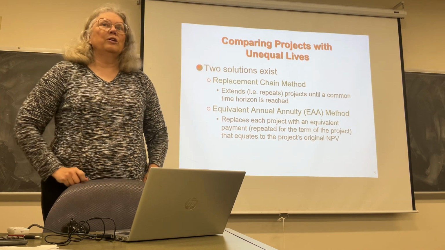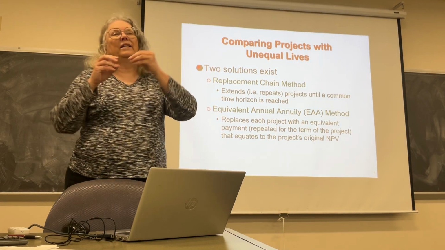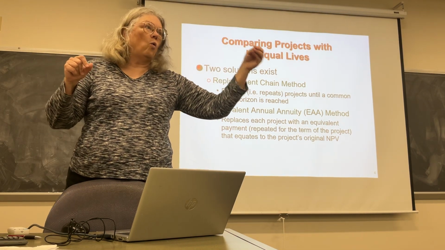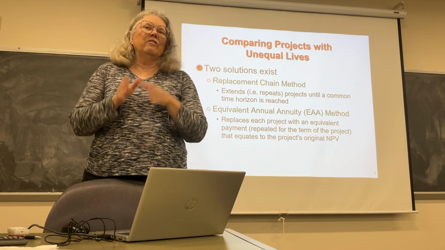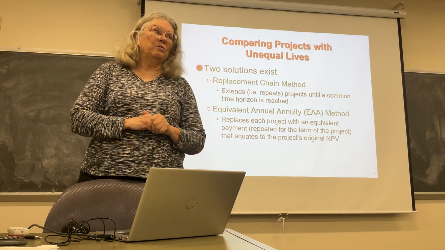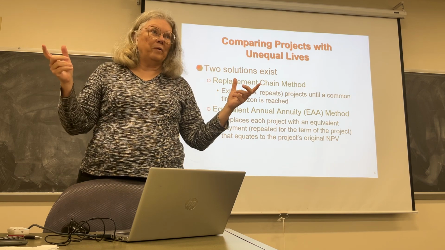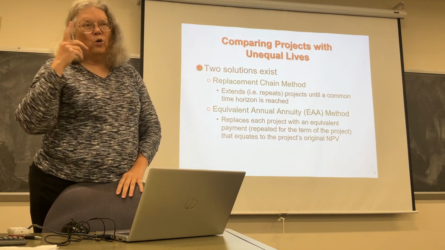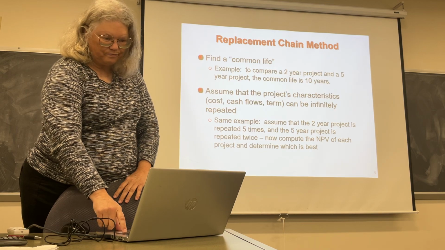So that's what we're doing here. We're going to find the NPV for that whole stream of cash flows and find a payment that is an annuity payment rather than whatever the payments were for the project. We'll work through some examples.